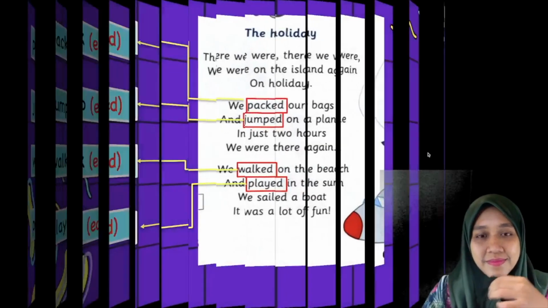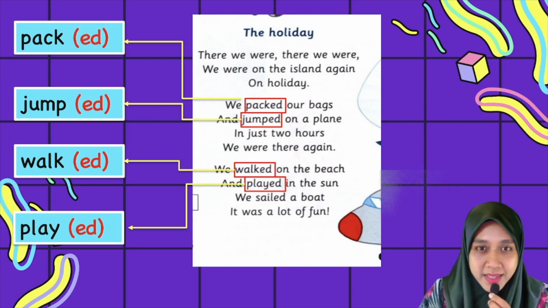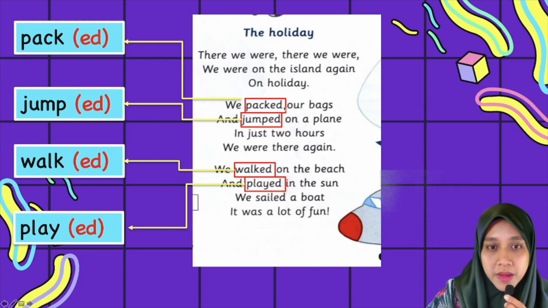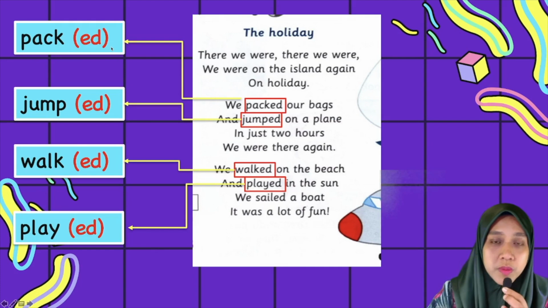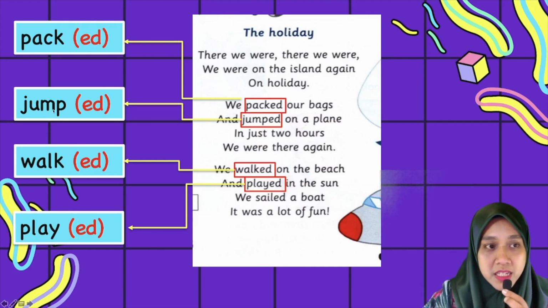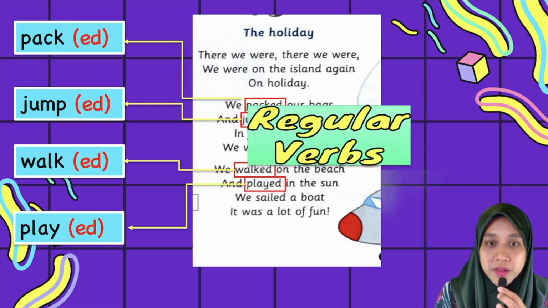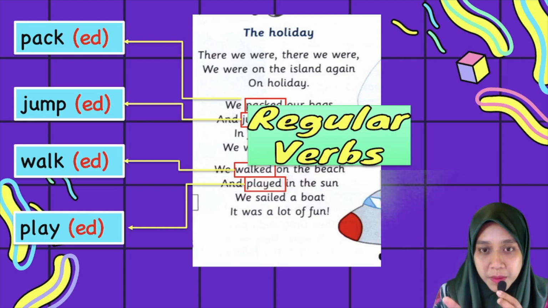Alright? Well, actually, we have learned about simple past tense during our previous lesson. Can you remember this song? Okay, there are some words that we change the form in order to show that is a simple past tense. For example, pack, we add ed. Alright, kita tambah ed dekat pack untuk menunjukkan benda tu simple past tense. Jump becomes jumped. Walk becomes walked. Play becomes played. Alright, all these are regular verbs. Okay, regular verbs maksud dia kita tambah ed ataupun d saja untuk jadikan simple past tense.